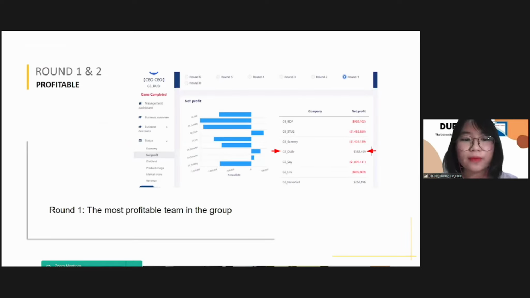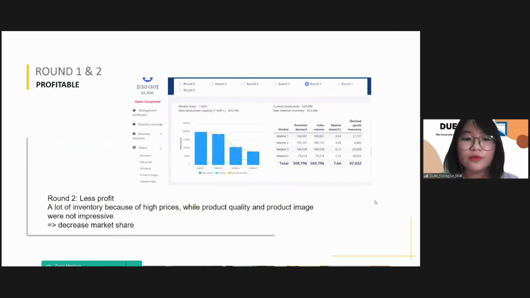In the first round, we made decisions following the strategy mentioned before, and we got profit as expected. Luckily, we were the most profitable in the group. Moving to round 2, we still followed the strategy. However, this time the profit was less.